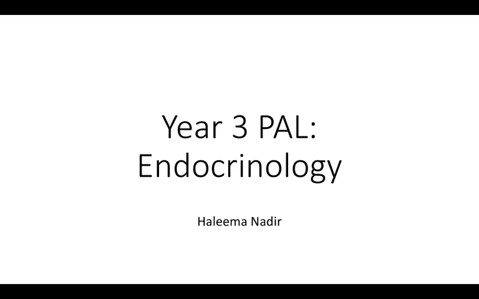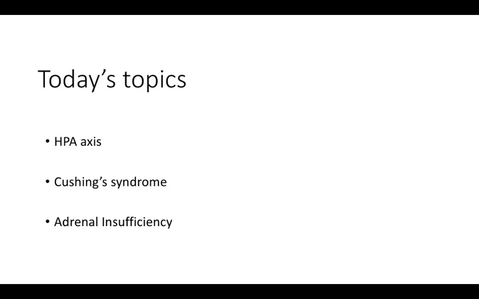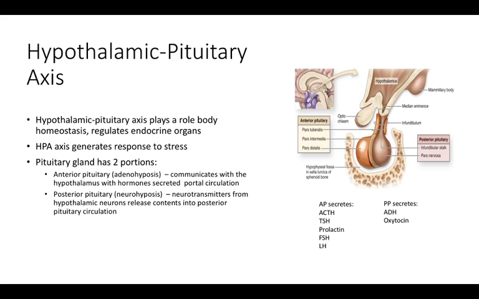We'll be discussing a number of Year 3 endocrinology topics, including the HPA axis, Cushing syndrome, and adrenal insufficiency. So we'll first start by revising the hypothalamic-pituitary axis. This plays a key role in the body's maintenance of homeostasis and also regulates a number of endocrine organs, including the thyroid gland and adrenal gland. The HPA axis also generates the fundamental endocrine response to stress through secretion of the hormone cortisol.